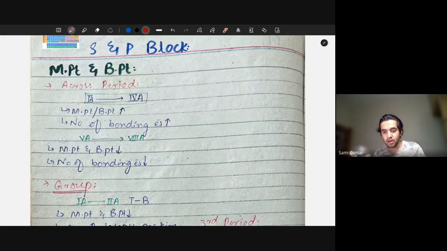Yeah, Fizan, you are right. The more desperate for gaining electrons, the more electronegativity there will be. Yeah.